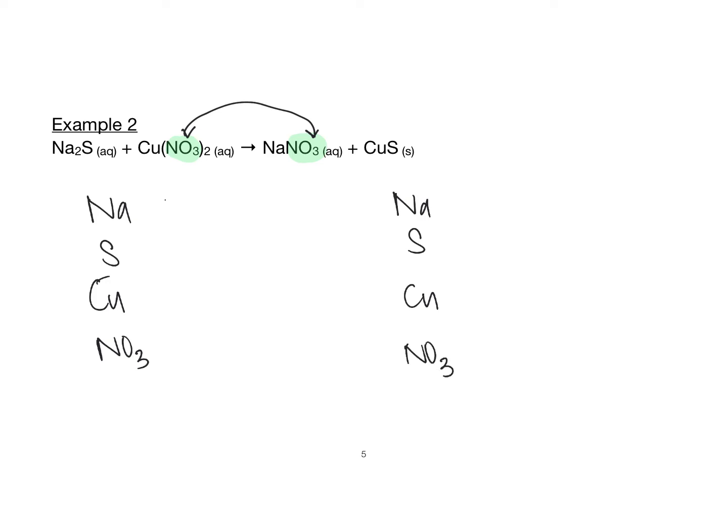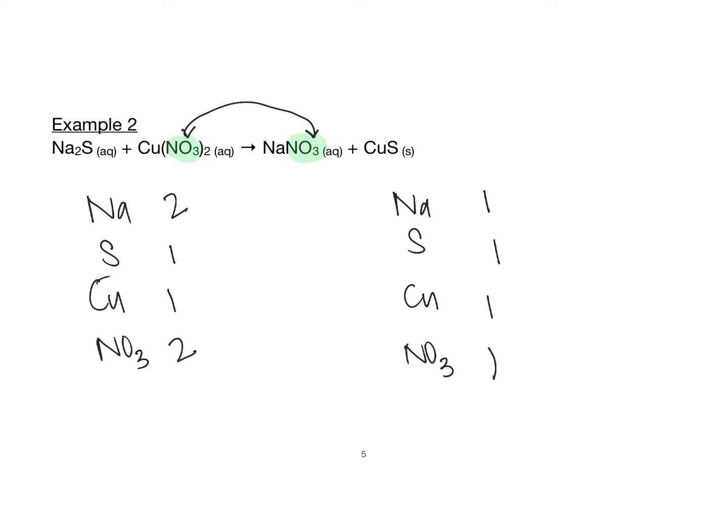So on the left, we have 2 sodium, 1 sulfur, 1 copper, 2 nitrates, 1 sodium, 1 nitrate, 1 copper, 1 sulfur. So now we need to identify how these interact. So we're going to pick a second color. I'm going to go green this time.